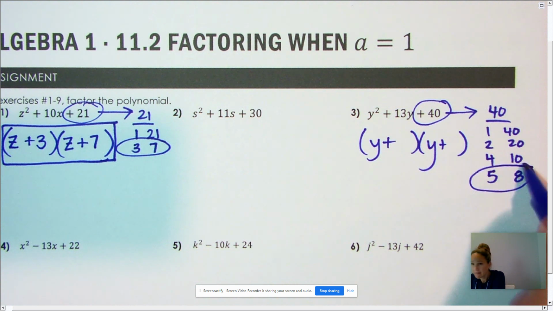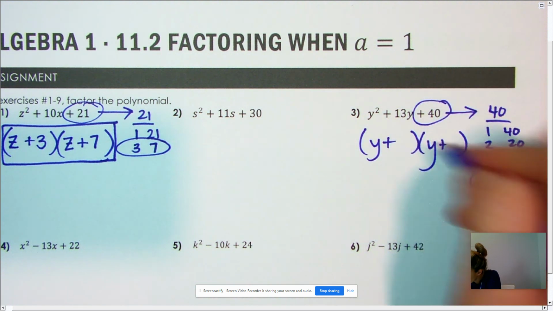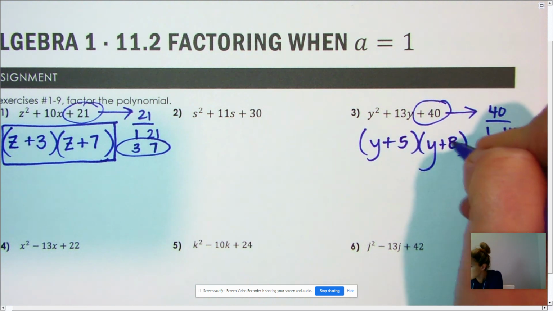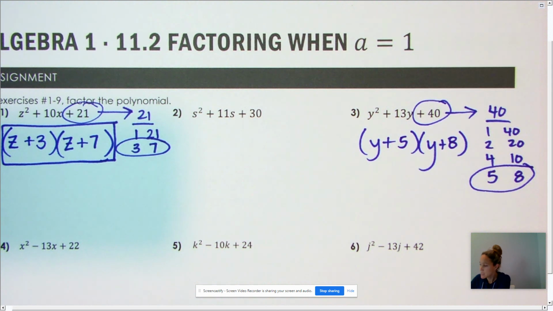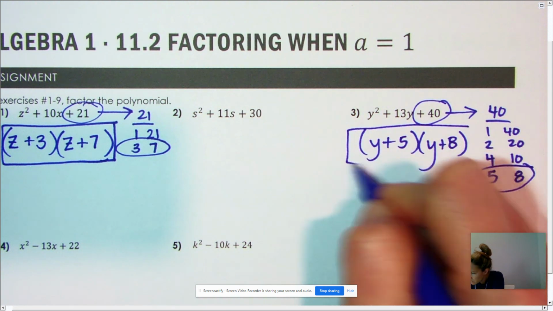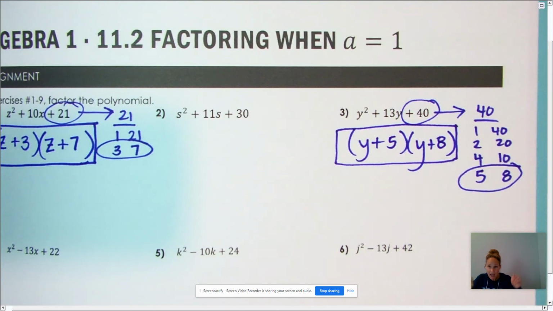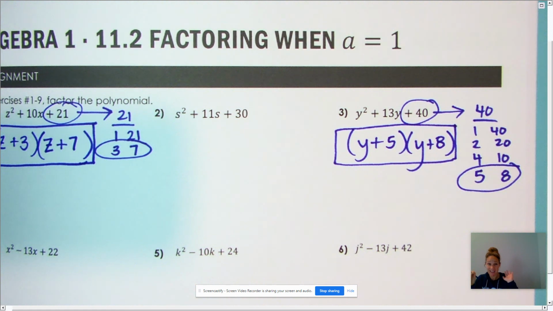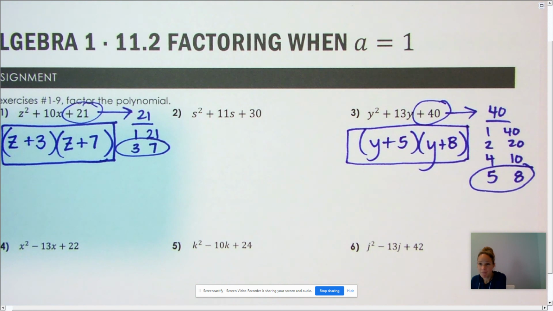So what makes 13? 5 and 8. So a plus 5 and a plus 8. And I am done with that problem. Not too bad, right, you guys? Once we practice it a lot, it starts to get a little bit easier, I hope. So we're going to go on to problem number 5.